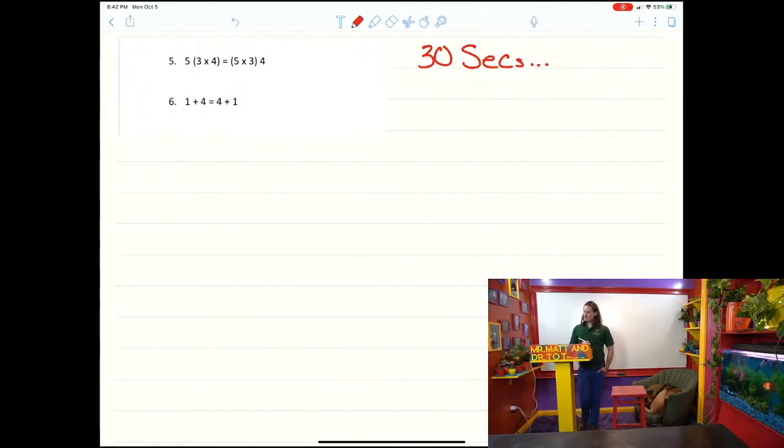Okay, so number 5 says 5 times the quantity or group 3 times 4 is equal to the quantity or group 5 times 3 quantity times 4. So we have multiplication as an operation, so it's some property of multiplication, and then it's telling us that grouping doesn't make a difference. So this is the associative property of multiplication.